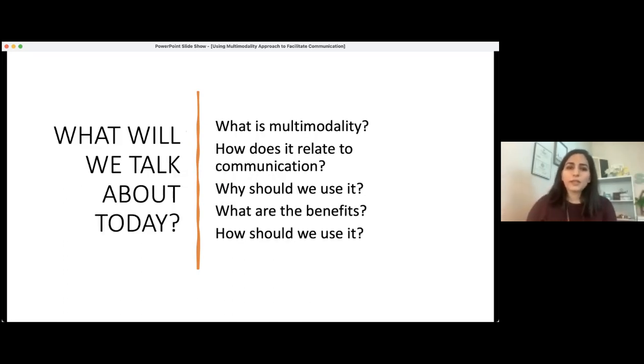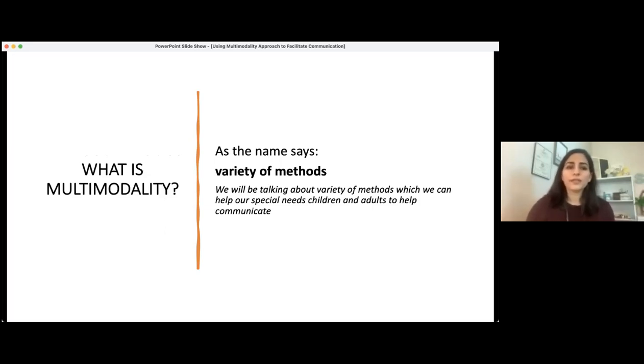So I'm going to go ahead and go over what we are going to be talking about in the whole presentation. Basically, what we'll be talking about is what is multimodality, how does it relate to communication, why should we use it, what are the benefits of using this approach, and what is the best way we can incorporate it when we are working with our children at home or in the community or during playtime. So I'll be going over all of those things. So first of all, what is multimodality?